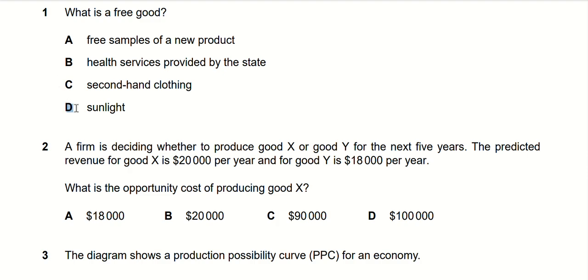Okay, number 2. A firm is deciding whether to produce good X or good Y for the next 5 years. The predicted revenue for good X is $20,000 per year, and for good Y is $18,000 per year. What is the opportunity cost of producing good X? So you're going to get this and multiply it by 5 because you're producing it for 5 years. So your answer is C.